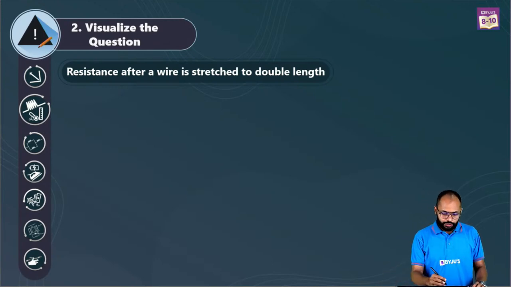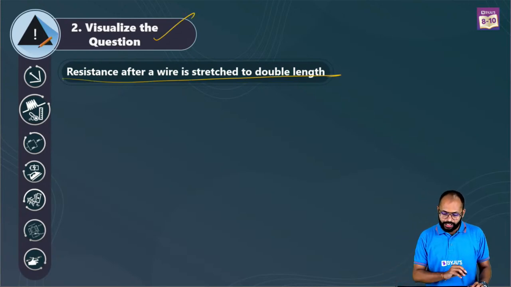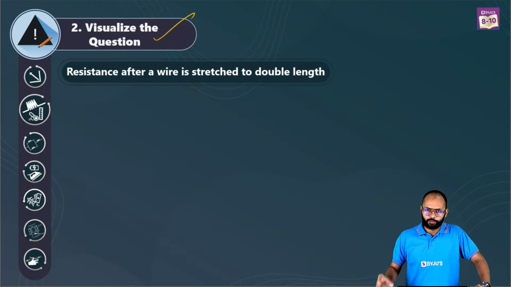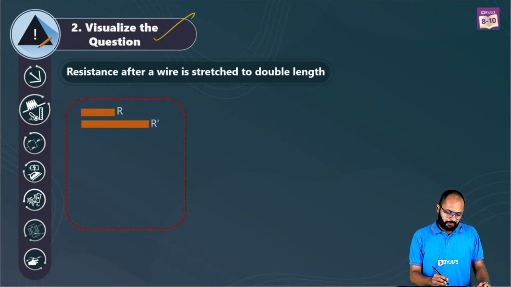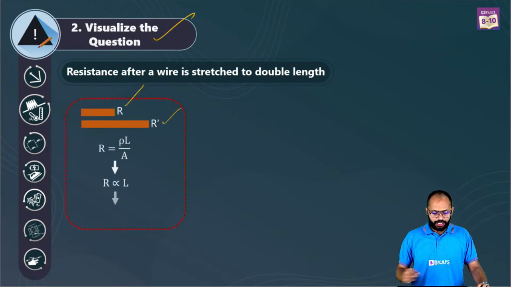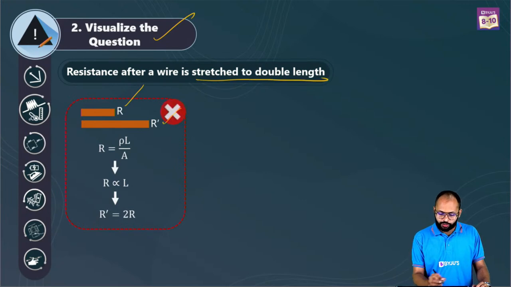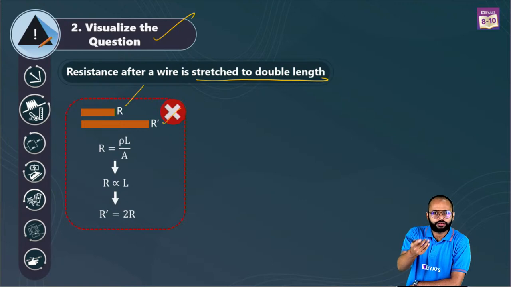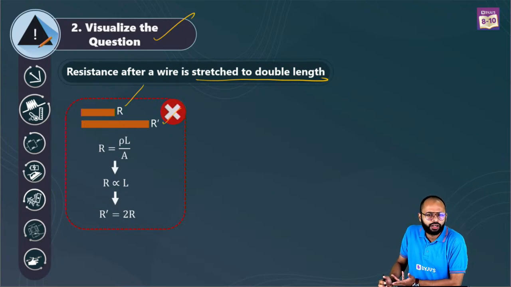Come on, guys. Focus, focus. Visualize the question. Resistance after a wire is stretched to double length. Now, when you notice this statement, what comes to your mind? I'll tell you. One of the things which comes to mind is, all right, there was R, now it is R dash. The wire is stretched to double length. What will be the resistance now? Length is doubled, means R equals rho L upon A. Now it is R dash equals rho into 2L upon A. Does it mean R is double now?